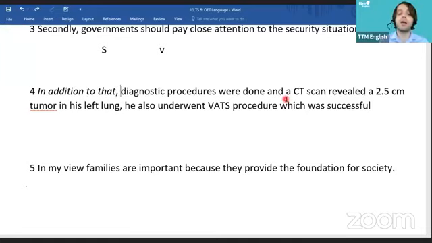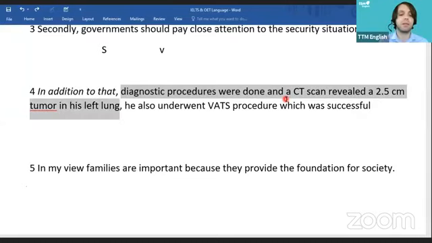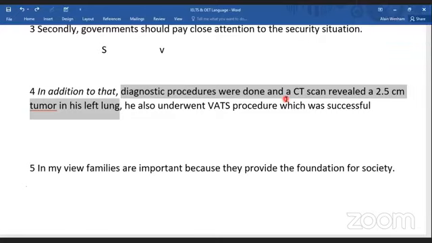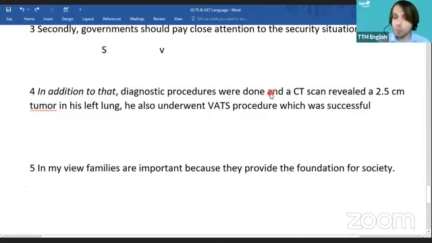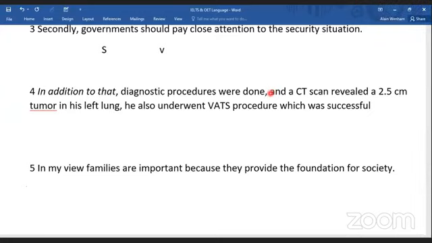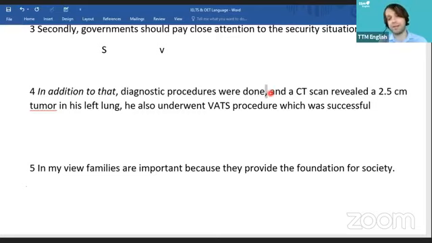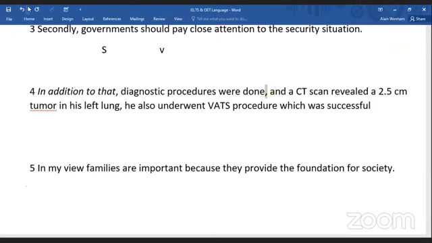Okay, anyone else doing OET? Diagnostic procedures were done and a CT scan revealed. What do we need? This is a real sentence from one of you. Comma after. Yes, we need a comma before and. It is optional, but I really think this is where it becomes much more tidy as well. Look how long. Vital here. It's much better, isn't it? Right? So I'm putting my comma here.